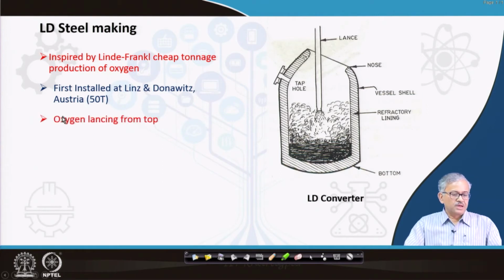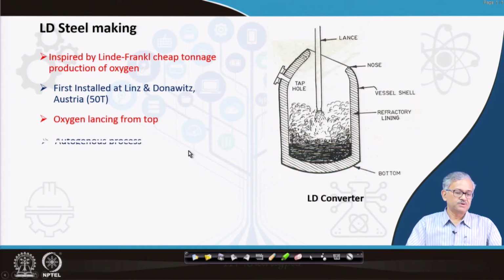Okay. And oxygen lancing from the top, as you can see, and as I said, helps in forming the gas metal slag emulsion, where the slag metal interfacial area increases tremendously, and that makes the process very fast. And this is an autogenous process. You can see it is autogenous because you do not have to supply any heat externally, because the heat generated by impurity oxidation can self-sustain this process. Not only self-sustaining, basically, I will come to that.